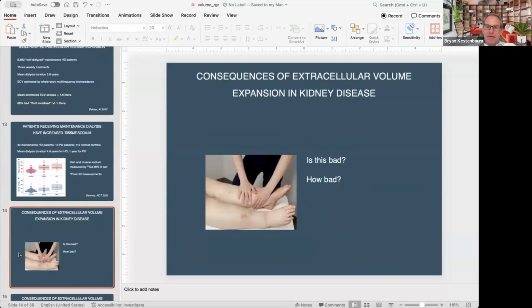Okay, so there's all this volume overload in dialysis. The real question is, and the question I always had when I'd see legs like this, like in residency, was, hey, is this bad? And if it's bad, how bad is it? What are the consequences of having chronic extracellular volume expansion?